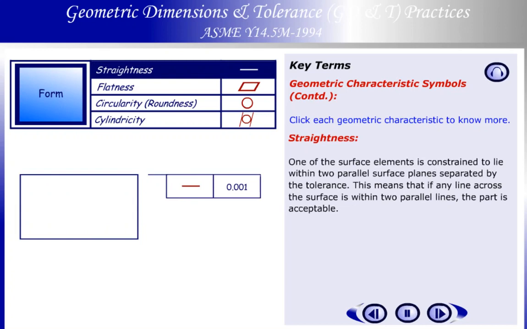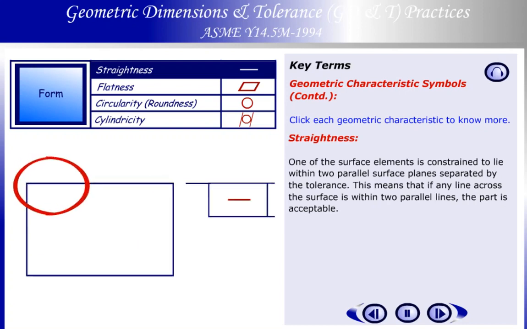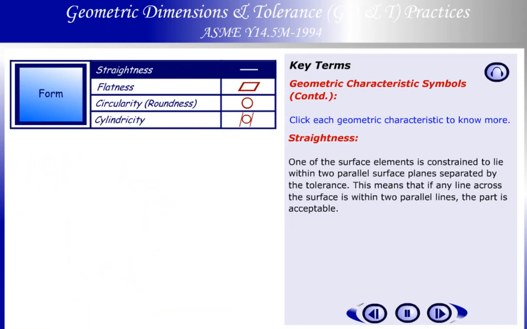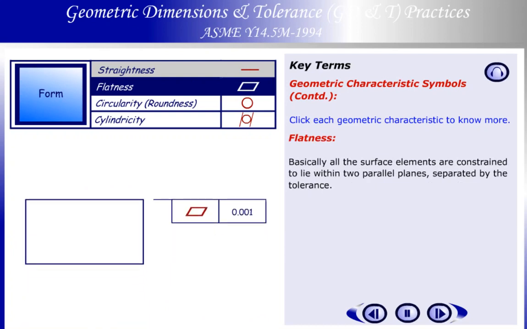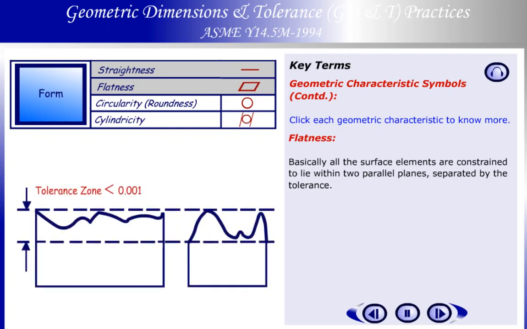Straightness. One of the surface elements is constrained to lie within two parallel surface planes separated by the tolerance. This means that if any line across the surface is within two parallel lines, the part is acceptable. Flatness. Basically, all the surface elements are constrained to lie within two parallel planes separated by the tolerance.